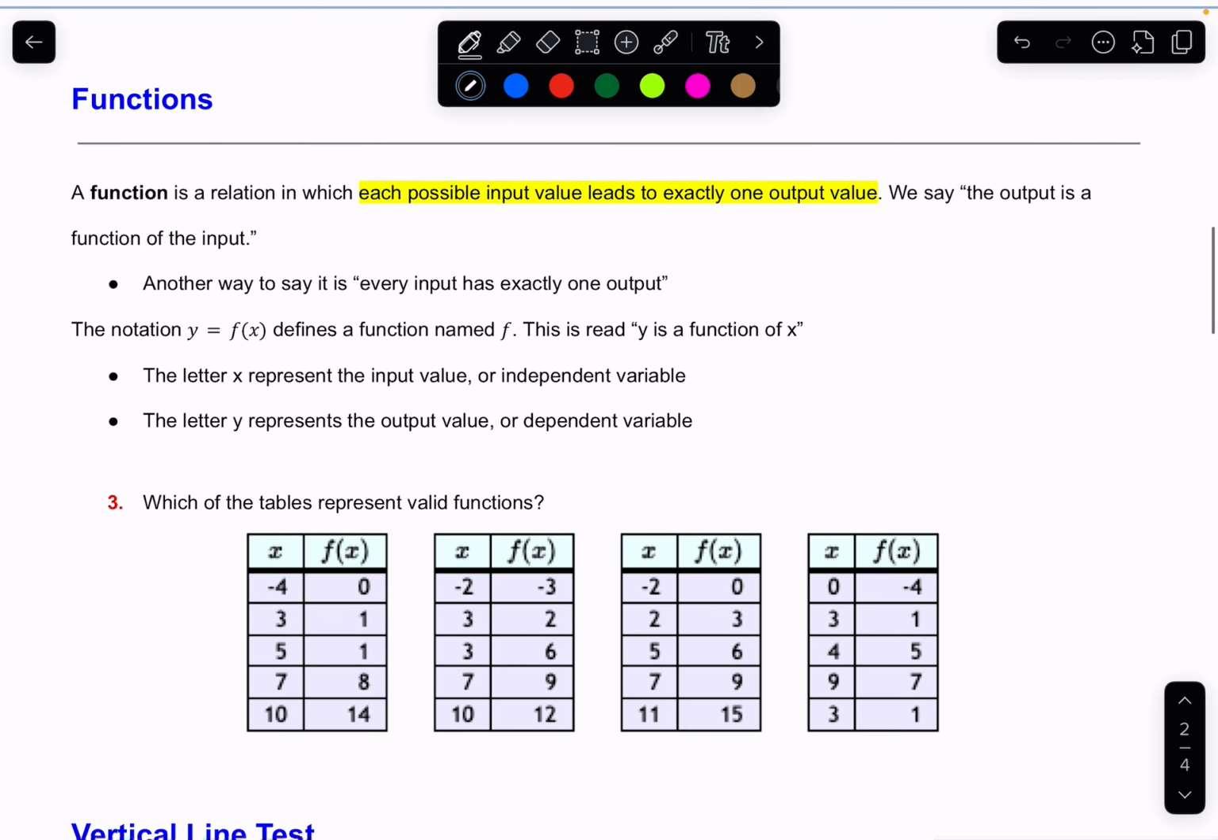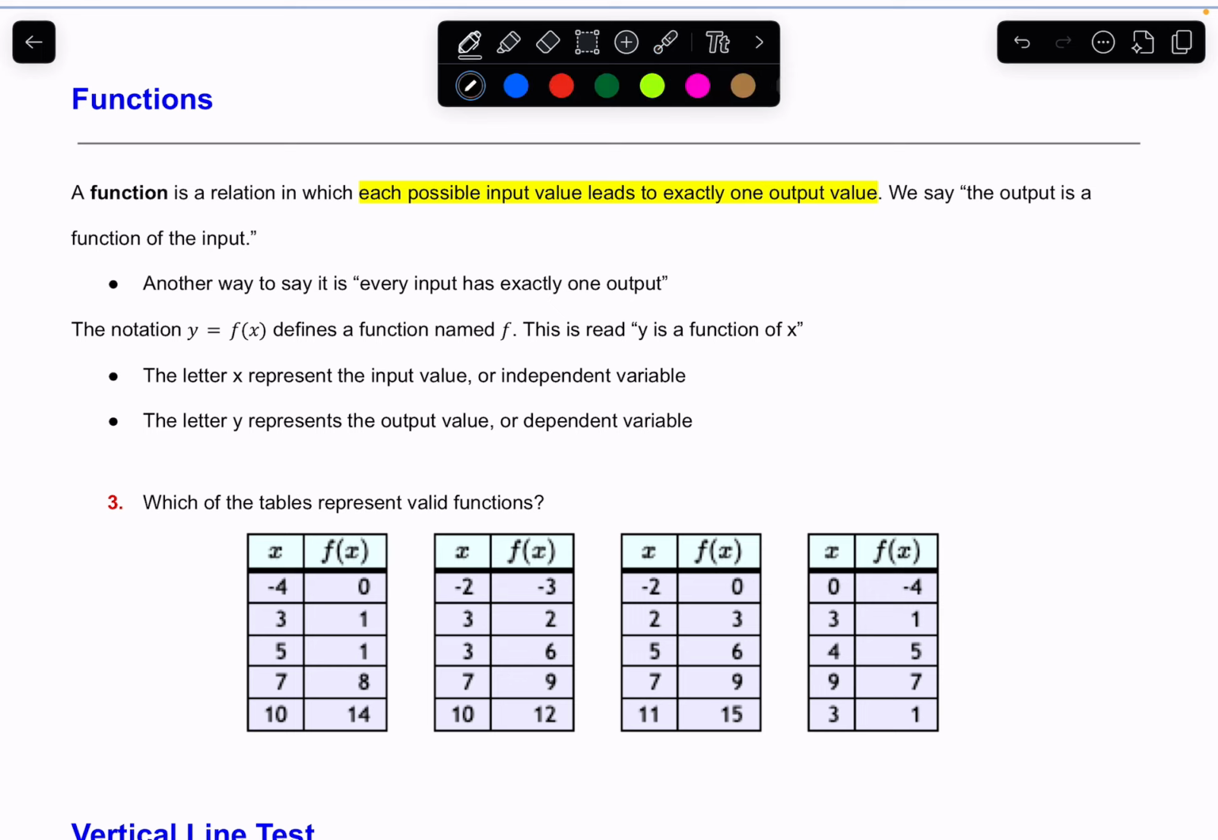All right, now functions. A function is just a special type of relation, and it's a relation where each possible input value leads to exactly one output value. So for every x, there is one y. Okay, and we say that the output is a function of the input. Meaning if you tell me what the output is, I can tell you what the input was that gave it to me. So another way to say it is every input has exactly one output. So every x goes to exactly one y value.